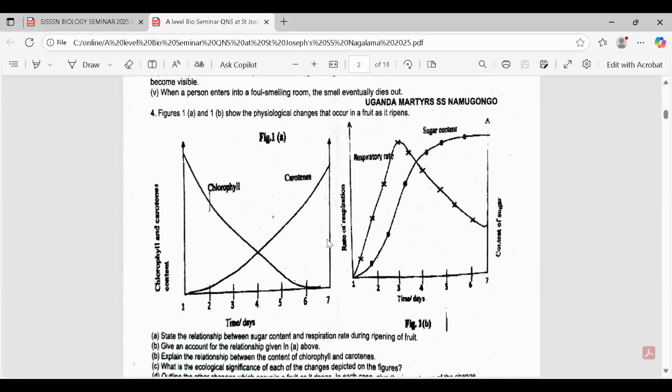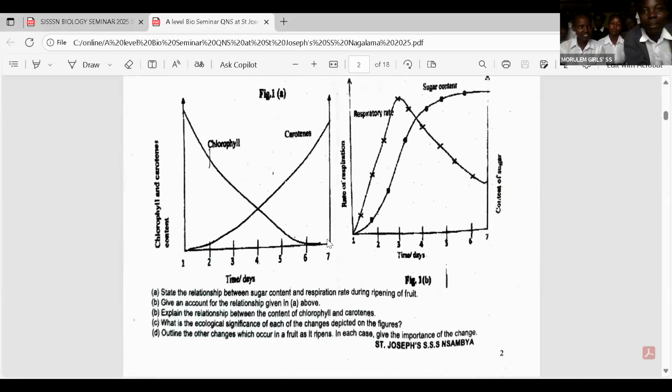Like now, when I'm describing the relationship, if I say from 1 to 3 days, then I put the interval and what happens. Then I continue with the other description without saying from this day to this day, but I'll be using the same column. Will I be correct?